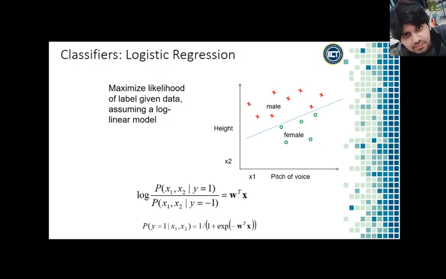Now, one of the very popular machine learning algorithms is logistic regression, which maximizes the likelihood of the label given the data, assuming a log linear model.